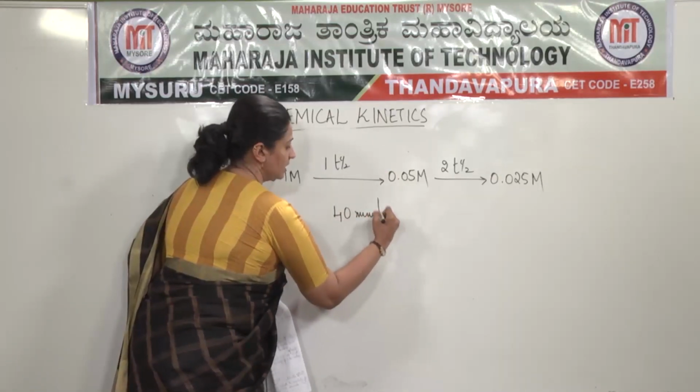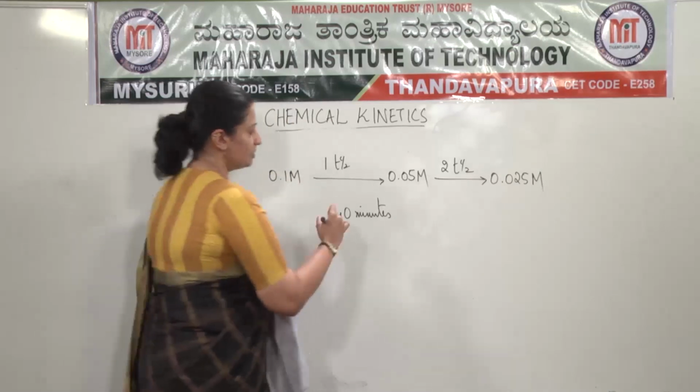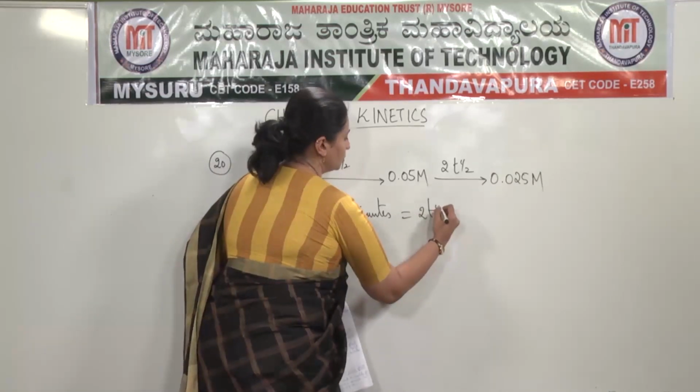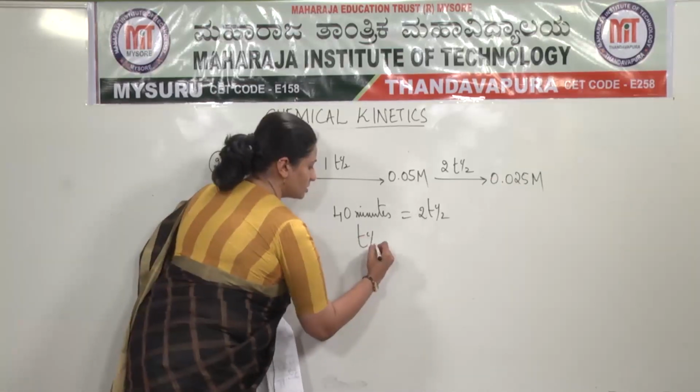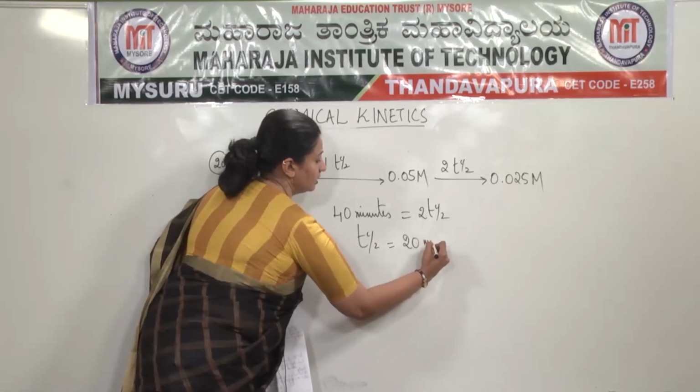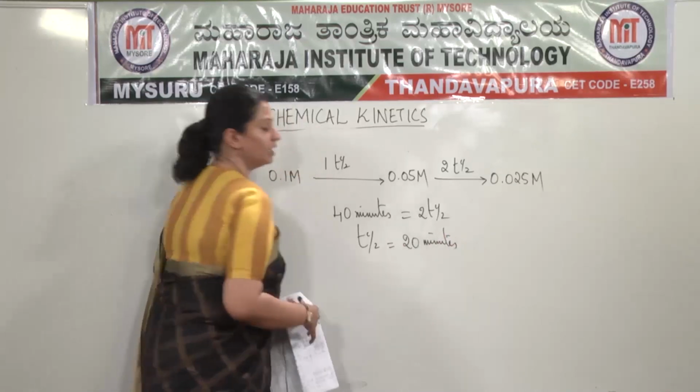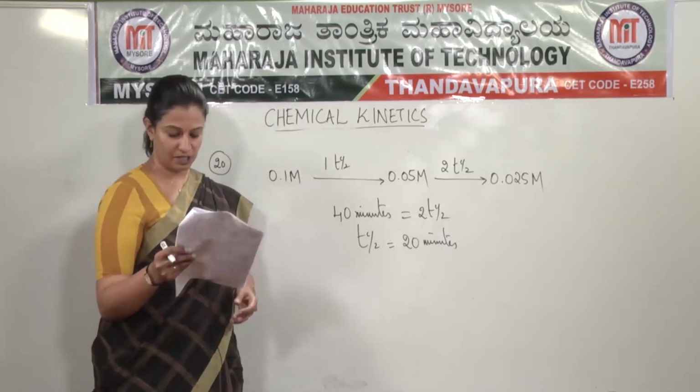The question says this happened in 40 minutes, which means 40 minutes is equal to 2 T halves. Therefore, what is 1 T half? 1 T half will be 20 minutes. That's the first information we get.